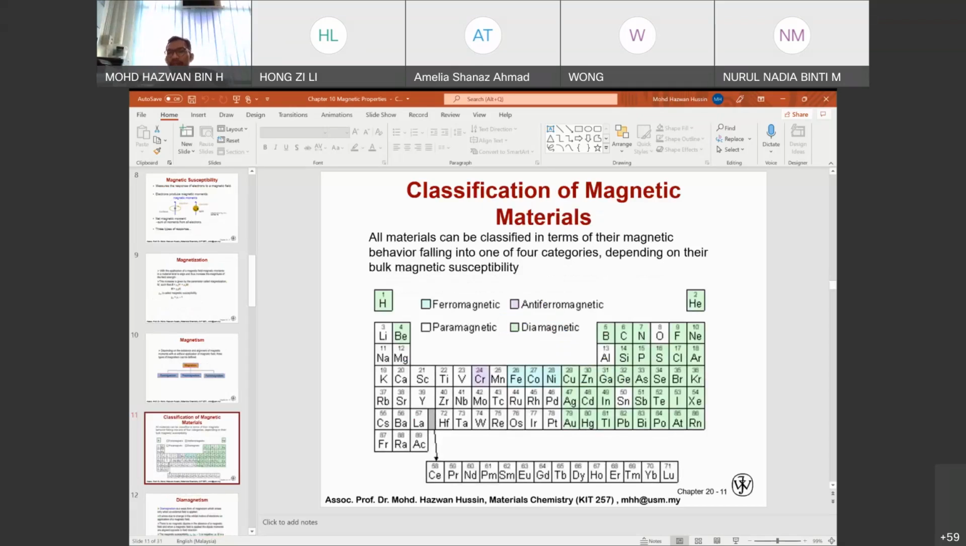So, classification of magnetic materials. All materials can be classified in terms of their magnetic behavior, falling into one of four categories, depending on their bulk magnetic susceptibility. As you can see over here in the periodic table, we can classify the materials depending on their magnetic properties. Of course, for materials that have the properties of gas, it is clear that this is a non-magnetic material.